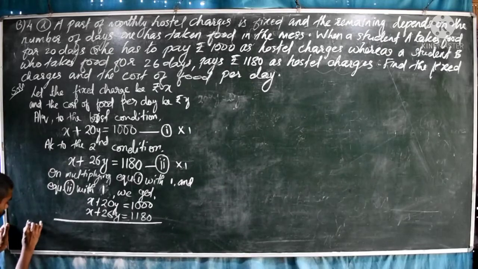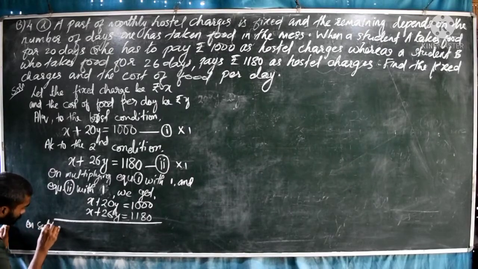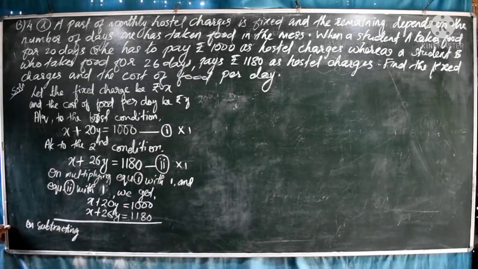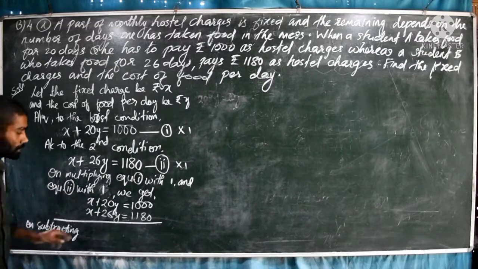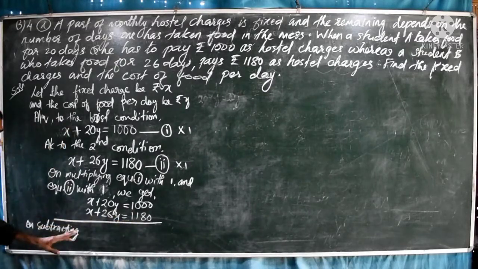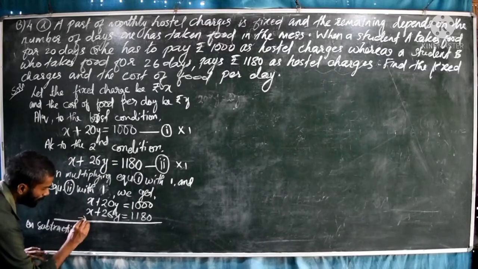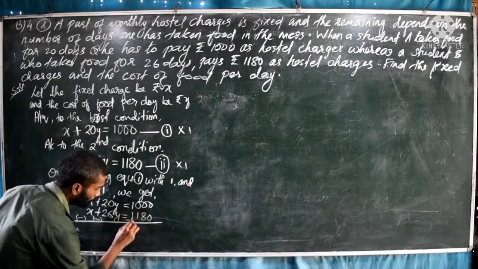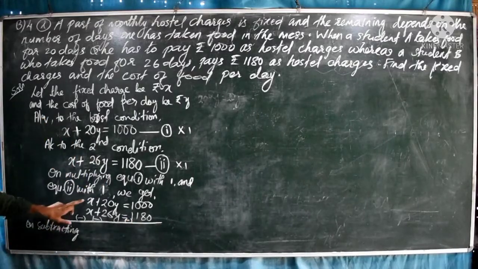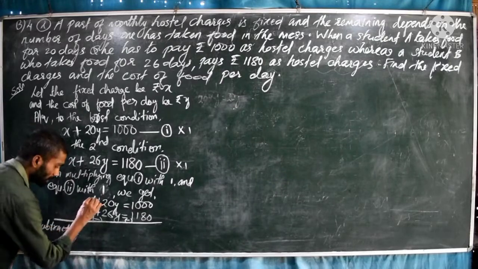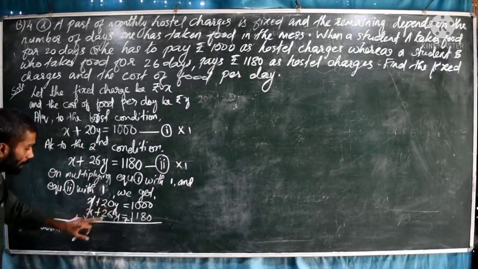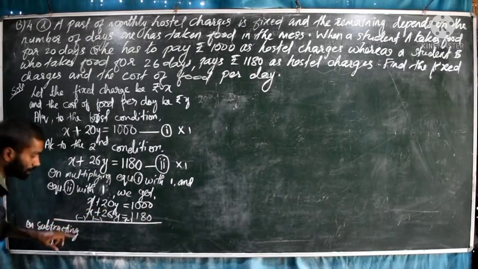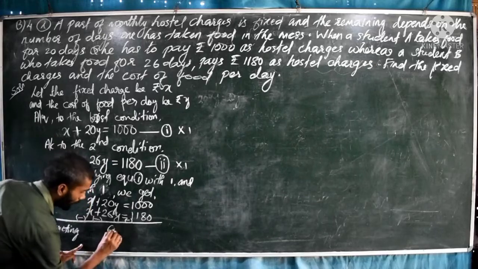Now we will subtract them. On subtracting, when we are subtracting them, the sign of the second equation will change. That is, here plus will change into minus, and here also plus will change into minus, and here also it will change into minus. Now plus x minus x, we can cancel it. Now 20y minus 26y. So 26 minus 20, we will get here 6y.